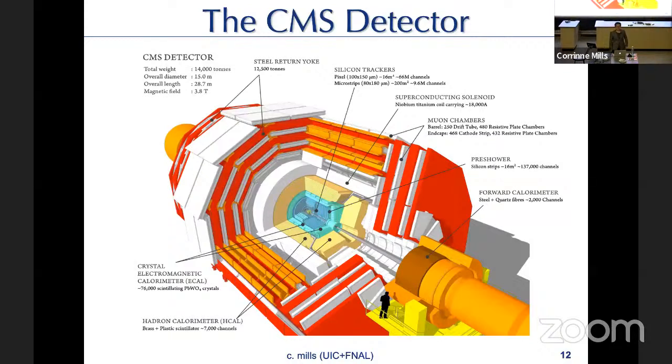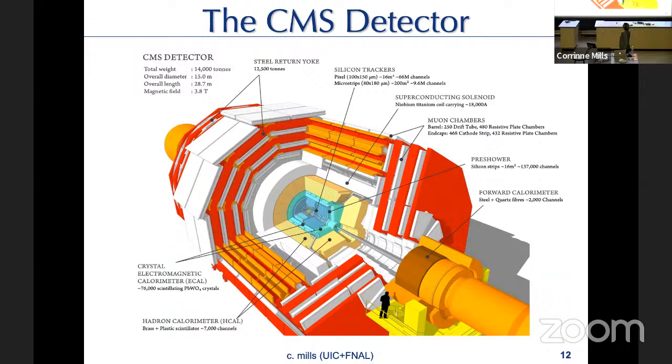It is still quite a beast. This is meters across, tens of meters tall. Overall diameter 15 meters. It's dominated in volume by the muon detectors that sit outside of everything, and the return yoke for the magnet, the solenoid magnet that forms a particle spectrometer out of this.